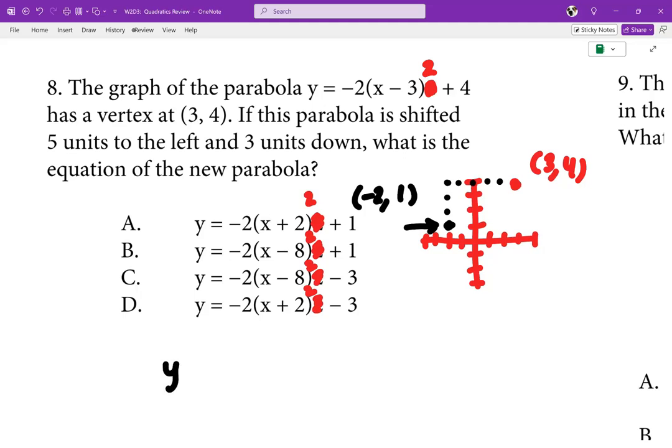The equation should look like this. The a term's not going to change. x plus 2, because the x value is -2, which means you write it as a positive. Squared plus 1. Which equation is that? A. Notice you didn't really have to do too much work. You just kind of had to graph the original vertex and then graph where it ended up and then rewrite the equation. That's all.